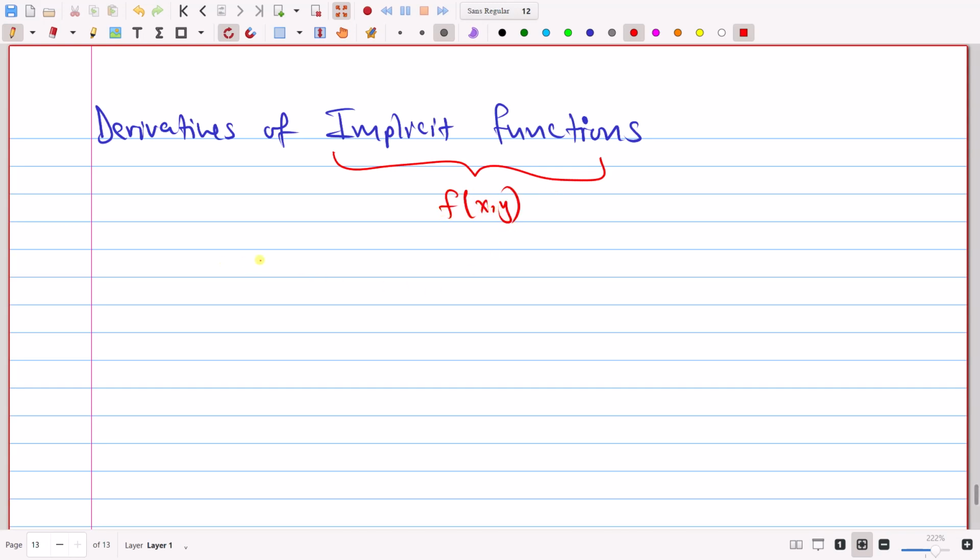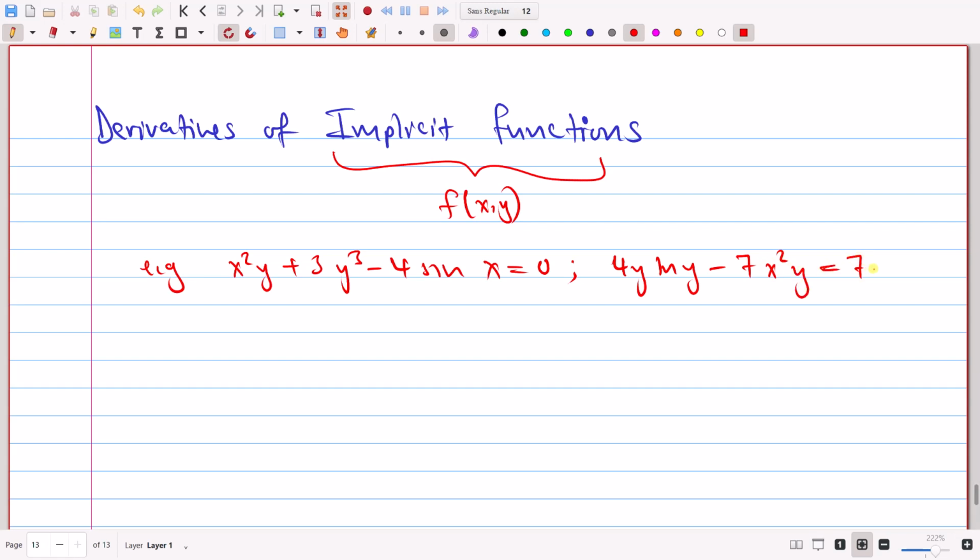Examples of implicit functions are functions like these ones: x squared y plus 3y cubed minus 4 sine x is equal to 0, or 4y ln y minus 7 x squared y is equal to 7x cubed. All these that we have here are different examples of what we call implicit functions.